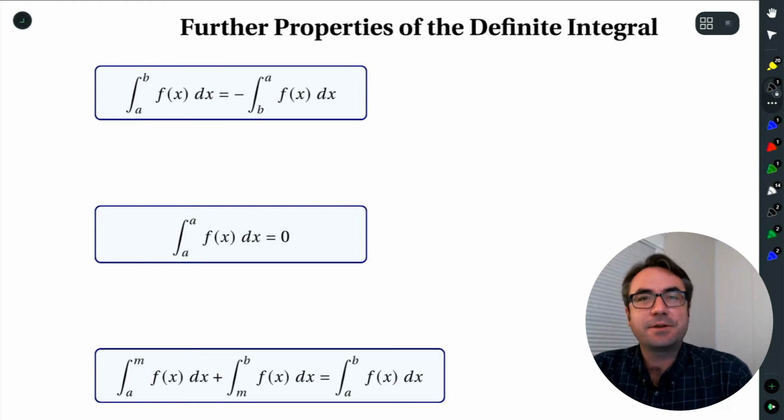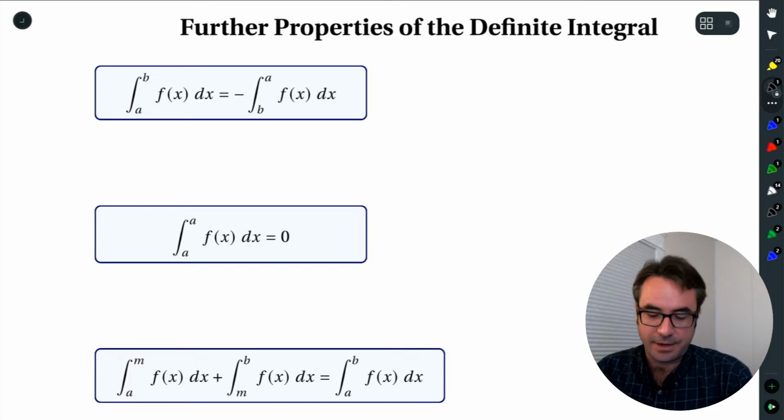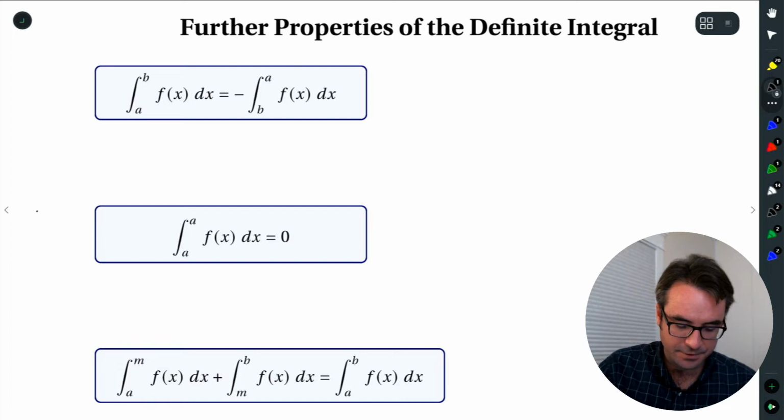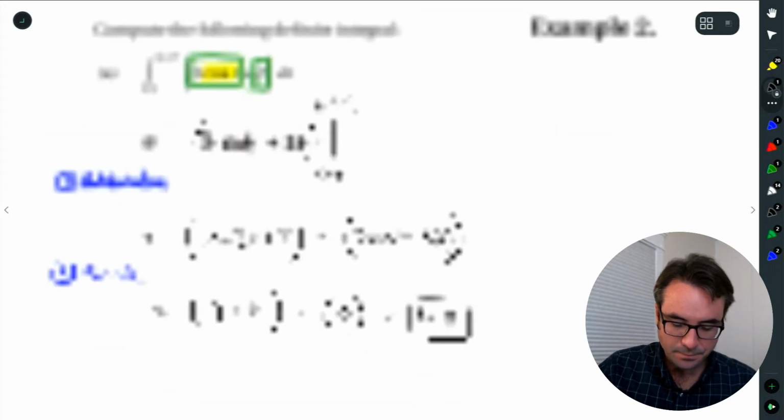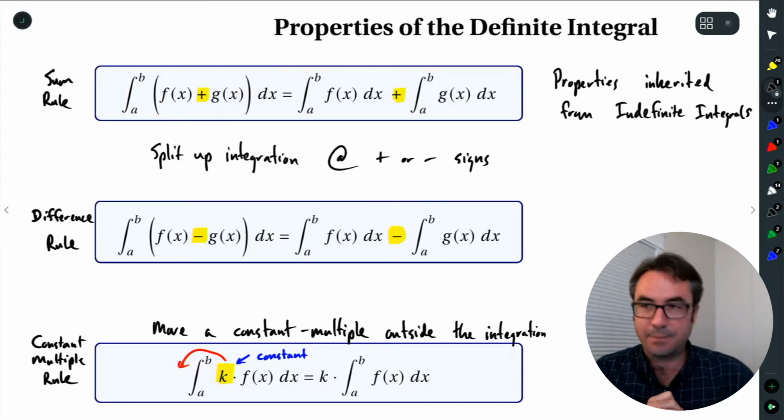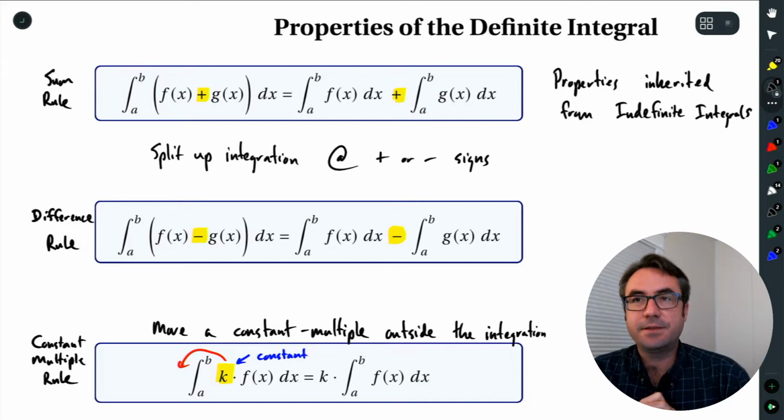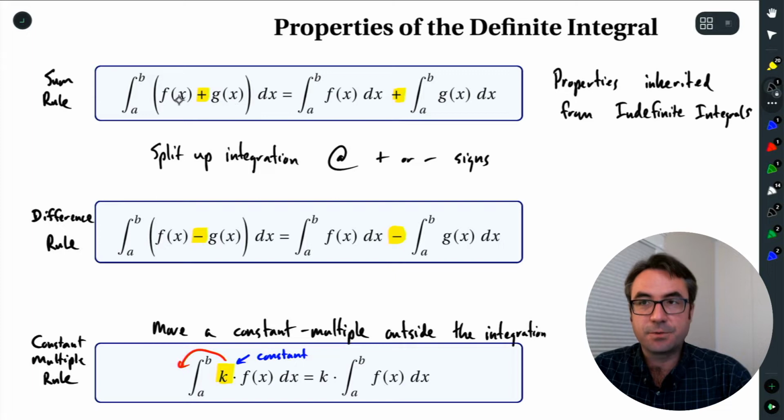All right, so we've already looked at some of the properties of definite integrals, and the ones we've looked at all came from the indefinite integral, and they all involved the function we were actually integrating. So what were some of those properties? Well, if we look at the ones we've seen, they all involve the function we're integrating. So it was f of x plus g of x.